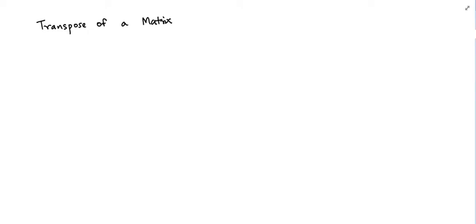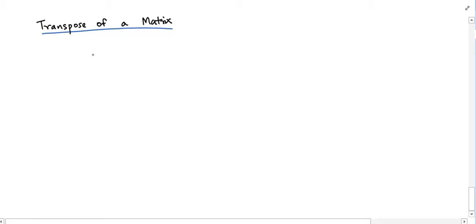Hello everyone. Now in this video we will discuss some more operations on matrices, like how do we find the transpose of a matrix. So what do we mean by transpose? Transpose is nothing but interchanging the rows and columns of the matrix. So interchange row and column. When we interchange row and column of a matrix, it becomes the transpose of the matrix.